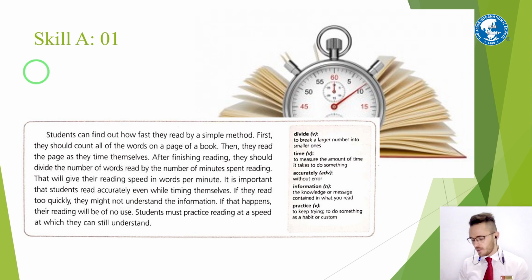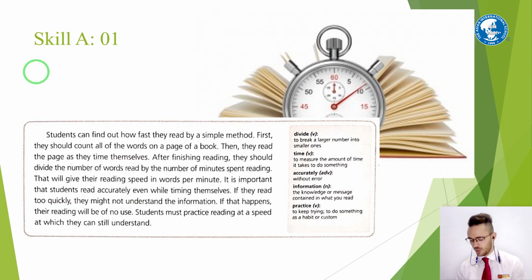So, students can find out how fast they read by a simple method. First, they should count all of the words on a page of a book. Then, they read the page as they time themselves. After finishing reading, they should divide the number of words read by the number of minutes spent reading. That will give their reading speed in words per minute.